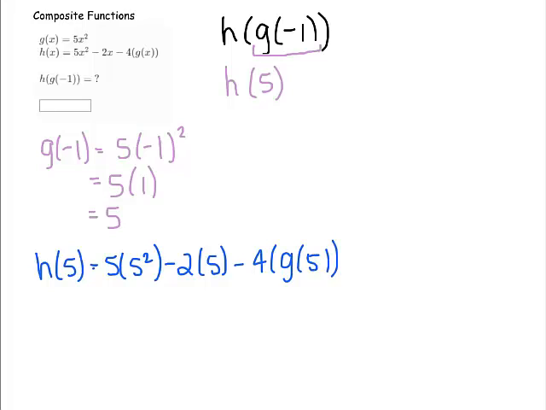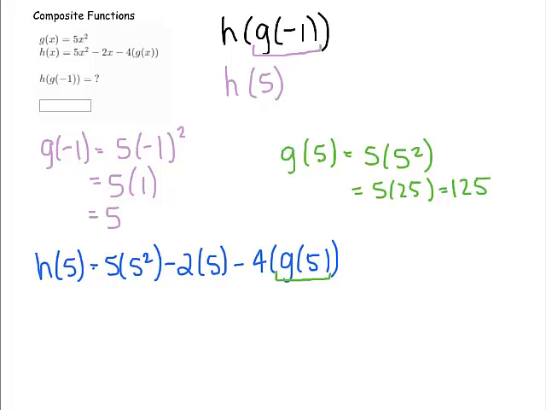Now look, it's asking me here to evaluate something else in g. And that's okay, so just a little bit separately over here, I'm going to figure out what g of 5 is. So I'm going to do 5 times 5 squared. It's going to give me 5 times 25, which is 125. So when I go back through and simplify, I'm going to replace g of 5 with 125.